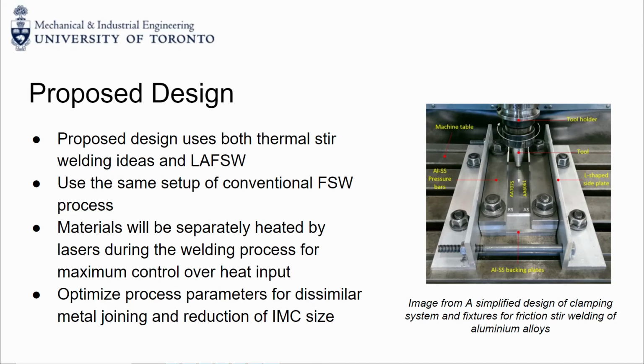For our design, we've combined concepts from thermal stir welding and laser-assisted friction stir welding. And so we propose a modified version of the conventional friction stir welding process, which utilizes a supplemental heat source in the form of a laser for each metal, allowing them to be heated independently. This will allow the operator great control over the heat input into the joint to reduce the formation of the intermetallic compounds. We also plan on using research from literature to optimize process parameters specifically for dissimilar metal joining.